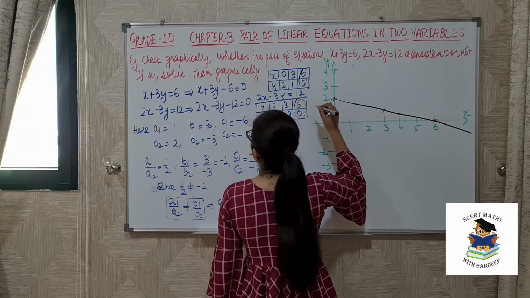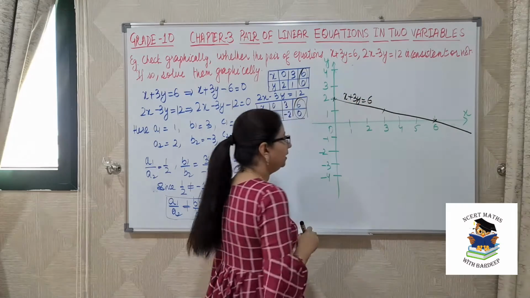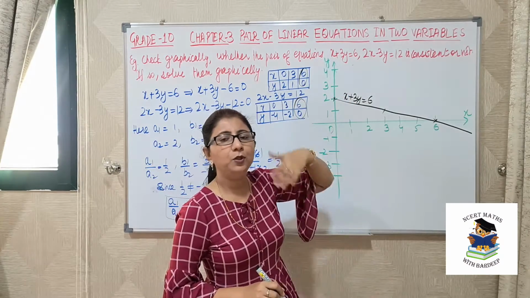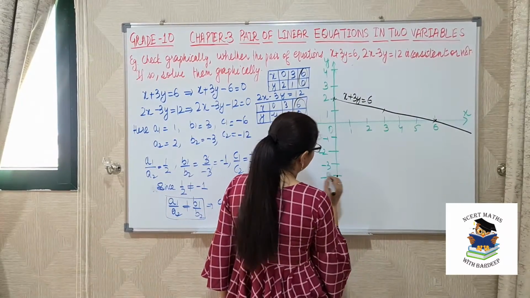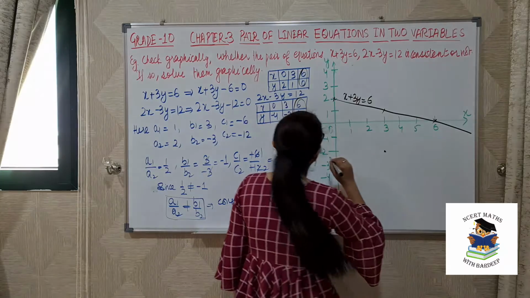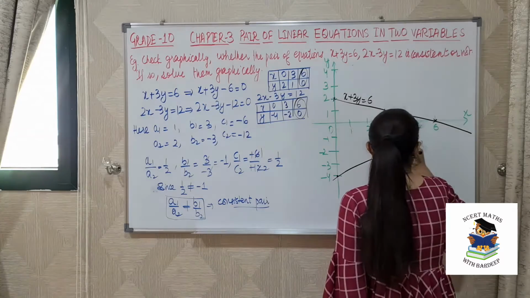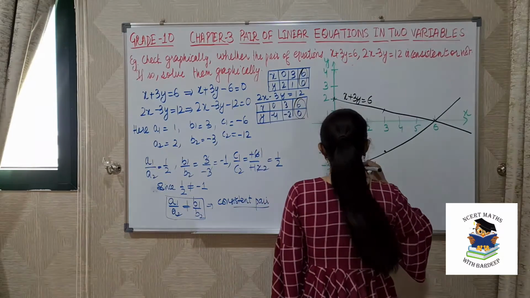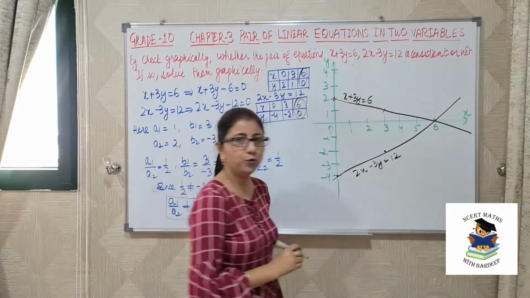So we will name this equation as x plus. This is the main thing: after drawing a line, you should always mention which equation this straight line belongs to. So let's see the second one. (0, -4) means this point. Then (3, -2), so somewhere here. And (6, 0), so this point. So again, like this. Okay. So we will mention the equation for this line, that is 2x minus 3y equals 12.